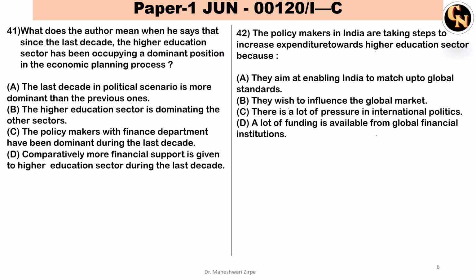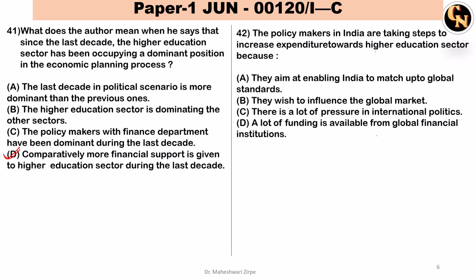So those who have read the question, they can answer this question easily. I suppose that you have read the paragraph, and the option here is D. D is the correct option, that is, comparatively more financial support is given to higher education sector during the last decade. So in the paragraph you will find this sentence, indicating comparatively more financial support is given to higher education.